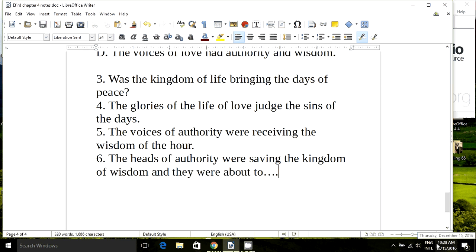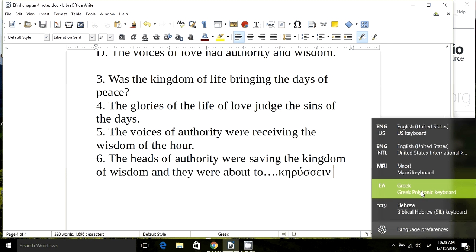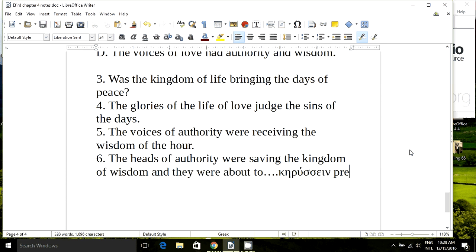How do we parse kerusein? Kerusein, how do we parse that? Well, we learned that that was the present infinitive active. That's all there is to say about kerusein, because infinitives do not have person or number. They have tense, mood, and voice. Present infinitive active.